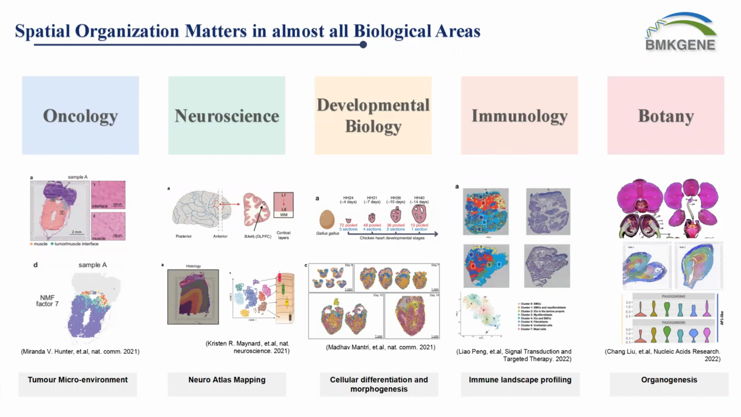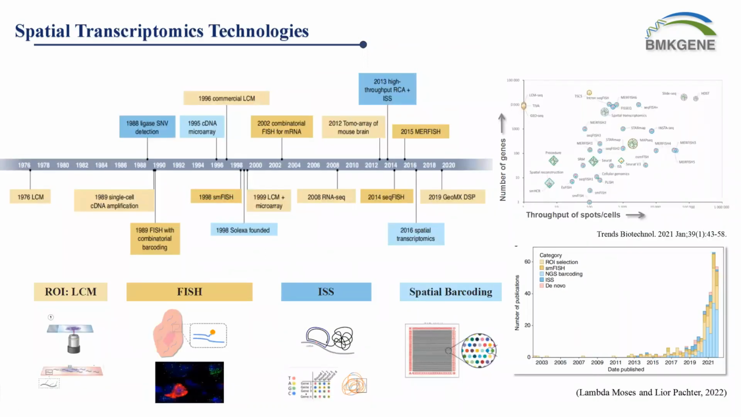For example, this is a study that BMKGENE also contributed to. It was just published, I think in September this year. This is the first study looking at the flower development of a plant, and spatial transcriptome sequencing really helps us to have more information in this type of study. So this is how we would like to move on to spatial transcriptome sequencing.